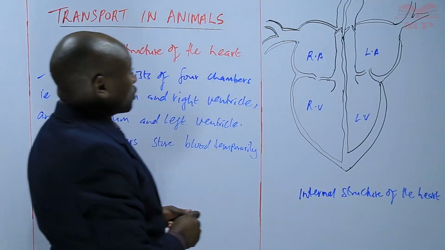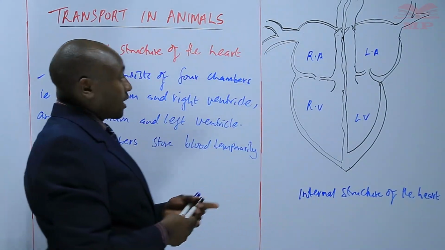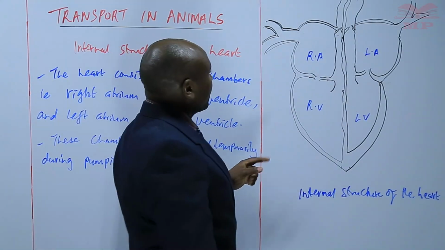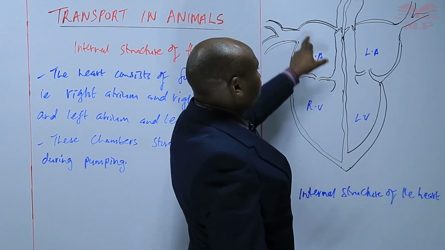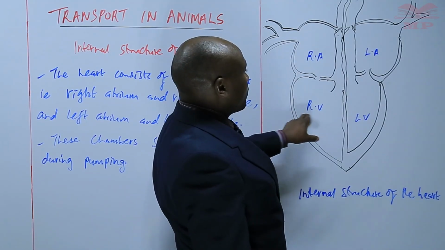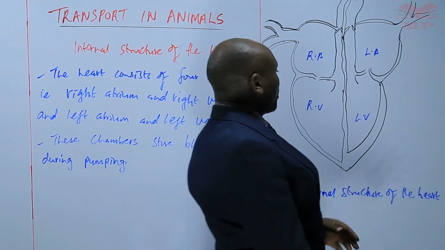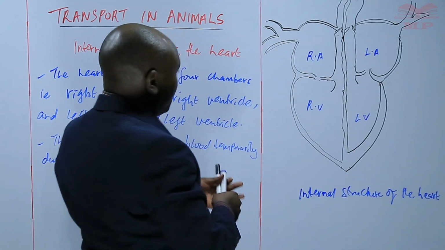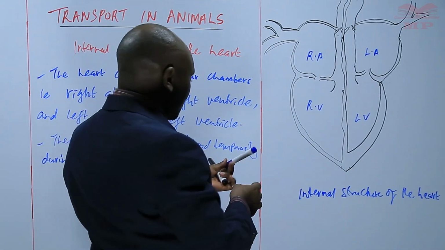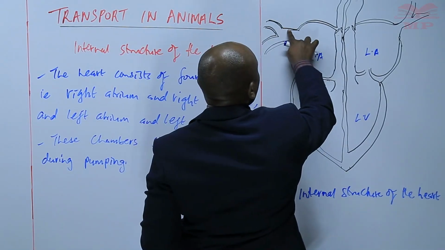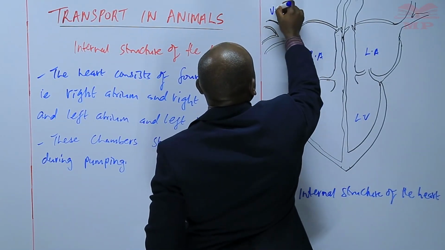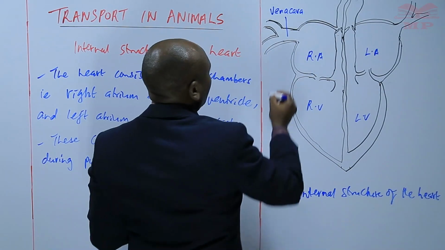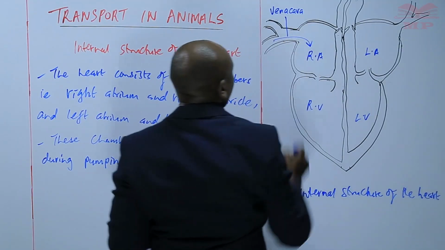So we have the internal structure of the heart, and basically what we are going to do is label the parts. So there are 4 chambers, as we have mentioned. The first chamber on the right is the right atrium. Then we have the right ventricle. We go to the left side, then we have the left atrium and the left ventricle. We have a number of blood vessels that supply the heart with blood. The first blood vessel, we call it the vena cava, that brings blood into the right atrium.